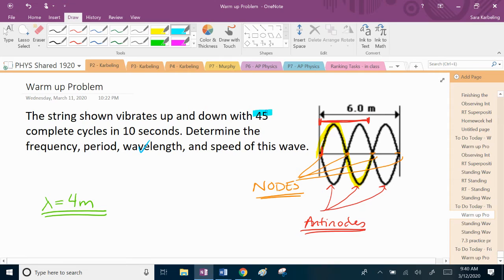Reading the question is often important. I'm not saying you didn't, but just making sure you see this. It says here that the string vibrates up and down 45 cycles in 10 seconds. Think about those units. What is that really telling you? 45 cycles in 10 seconds. What kind of a value is that? I'll give you a hint. It's either the frequency, period, or speed. So what'd you say? Is it the period? Why did you say that?